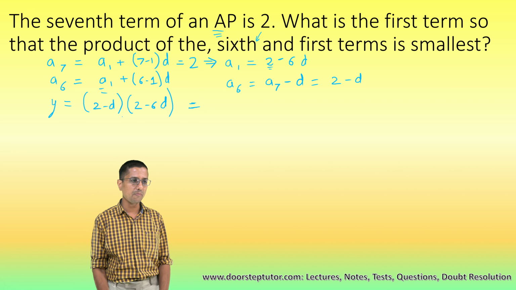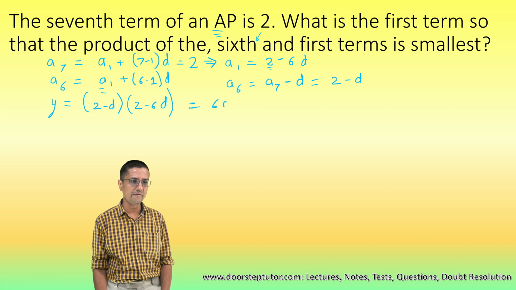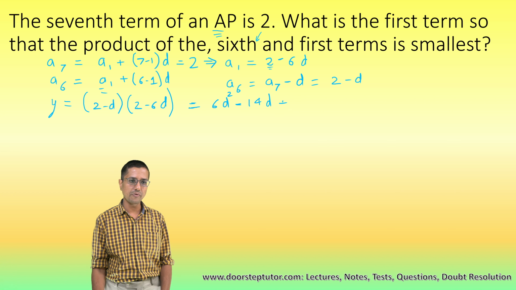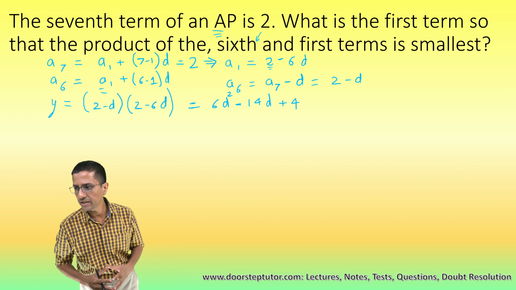I can simplify this. This is a quadratic equation, 6D squared. And of course, then we will have this minus D multiplied, so this will be 2 and this will be multiplied also 12. So this will come out to minus 14D. And then the last term will be 4. Okay, so that is what it comes out to be.